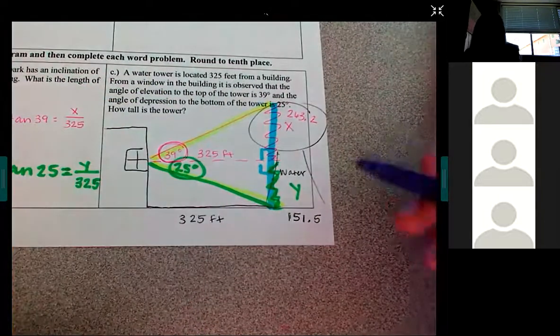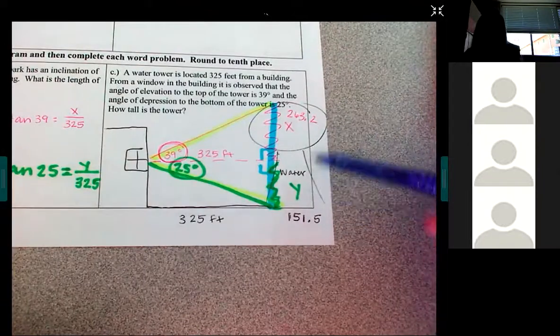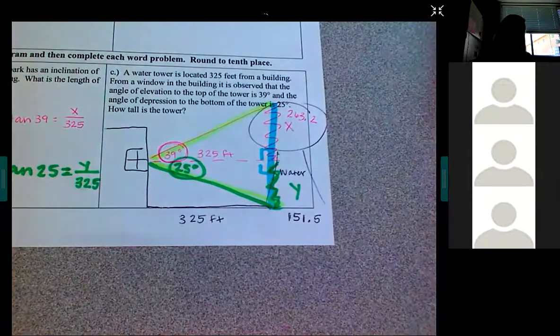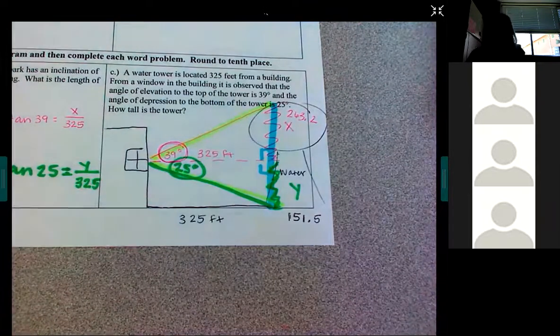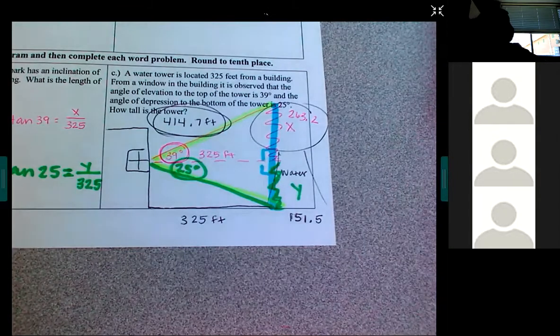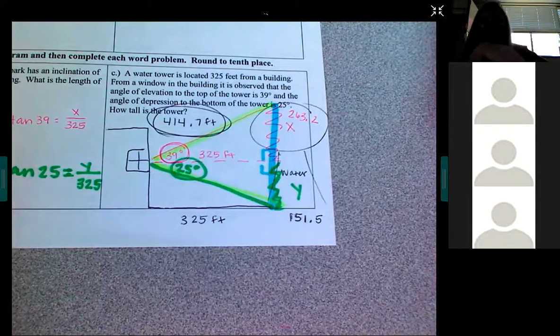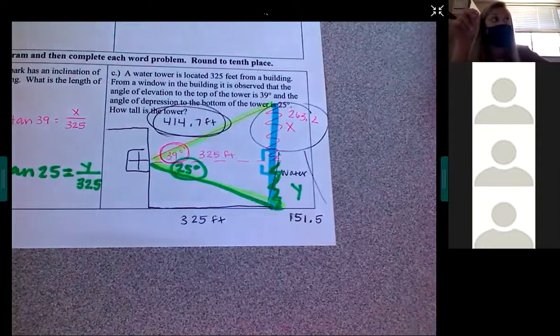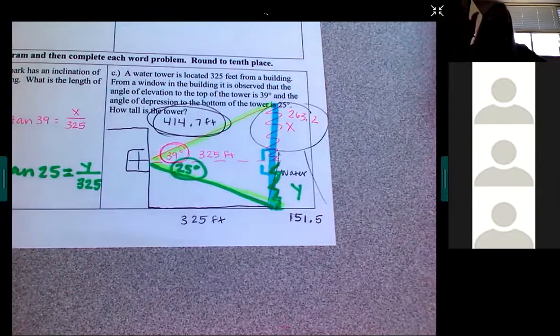Okay, so to find the total height of the water tower, what can I do with those two? Add them. So if you do 263.2 plus 151.5, you get 414.7 feet. That's about as hard as they can get, is if it makes two triangles and you have to find different pieces to find the total length of what they're asking for. So I'm gonna say that one more time because I don't think everybody was listening. That's about as hard as it'll get, is if it makes two triangles. But we've done multi-step trig with two triangles already, so y'all should be okay with that.